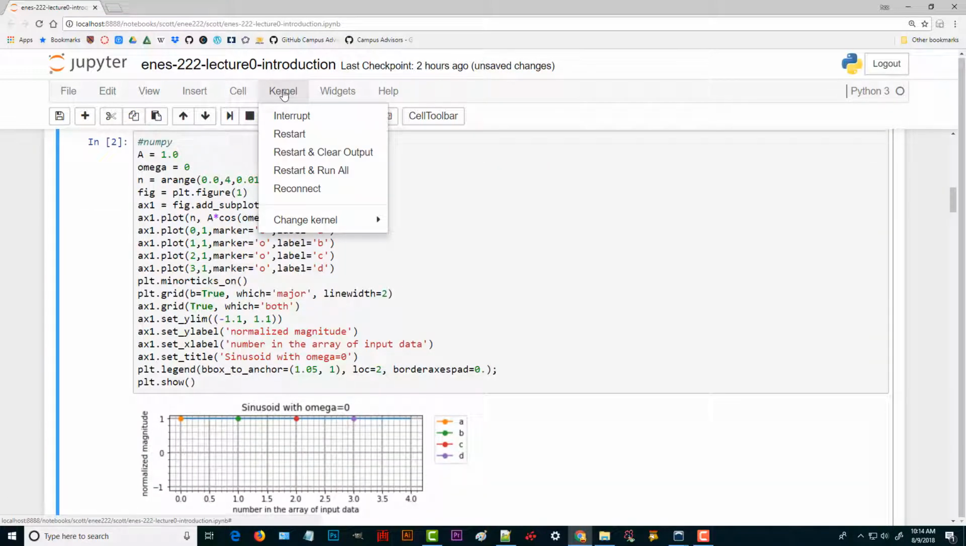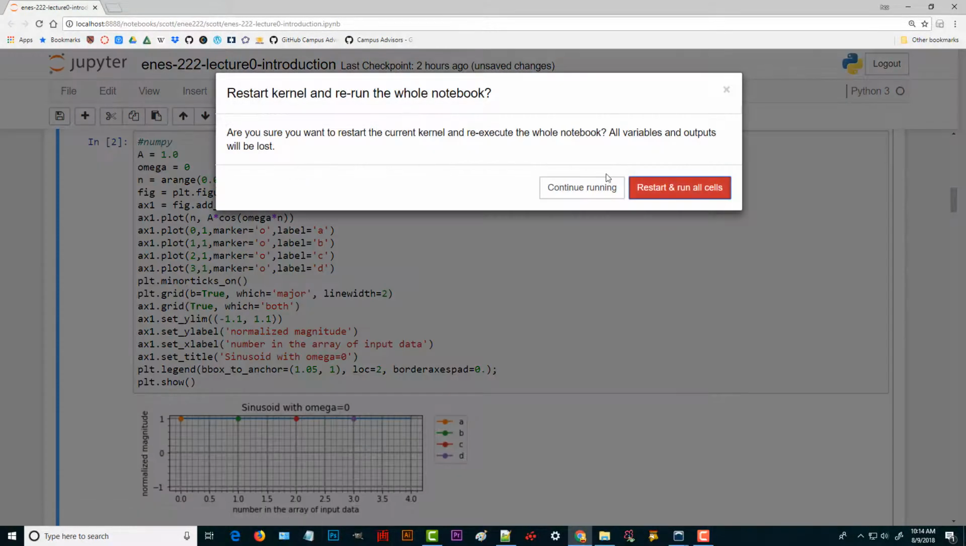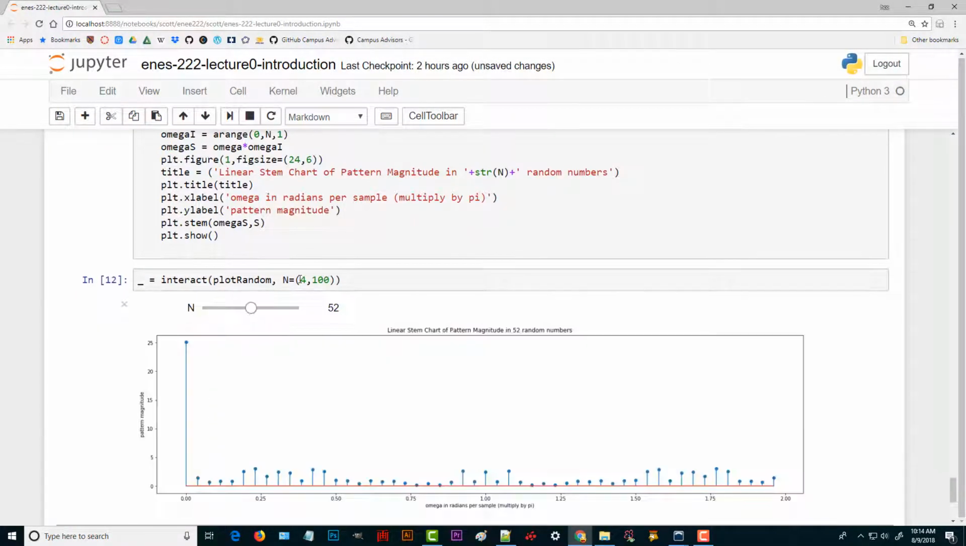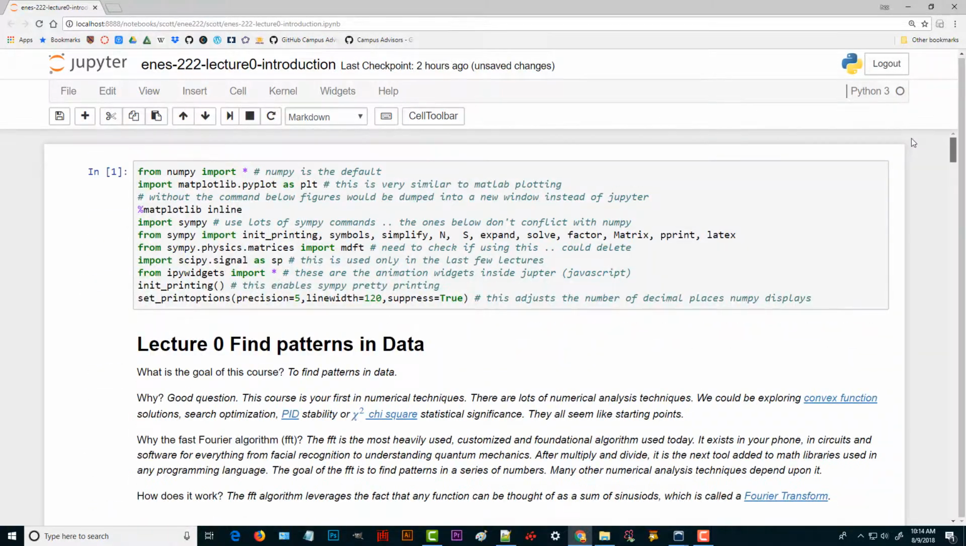We want to run the kernel so that we run all these cells sequentially at the very beginning of looking at any kind of Jupyter notebook. All right, so we're ready to go.